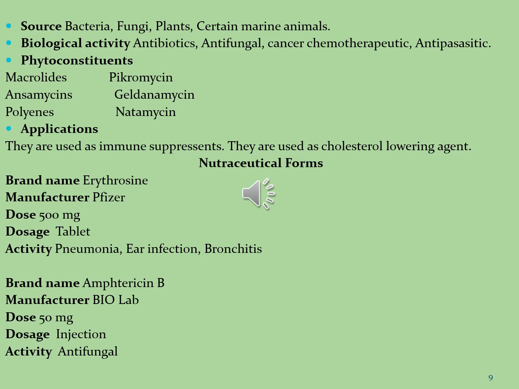Now we discuss some important pharmaceutical brands which have been launched on the basis of phytoconstituents that fall in the category of polyketides. The name of the first brand is Erythrocin. It is manufactured by Pfizer and we take its dose 500 mg per day. This brand has been formulated in tablet dosage form and it is used in pneumonia conditions, ear infections and bronchitis. The next molecule is amphotericin B, which is manufactured by BioLaboratory and we take its dose 50 mg per day. It is formulated in injection dosage form and it works as an antifungal agent.